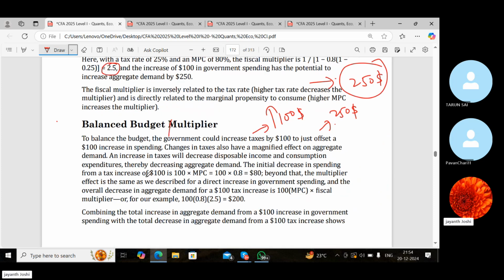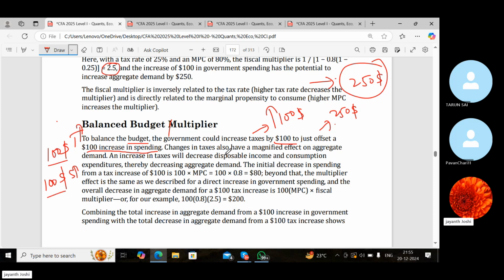Now let's see what these people are saying. To balance the budget, the government could increase taxes by $100 to just offset a $100 increase in spending. So government has to spend $100. This $100 that government is spending, they will be spending by collecting taxes. So they are increasing the taxes by $100. Tax increase and spending increase. To offset this, they are doing this.